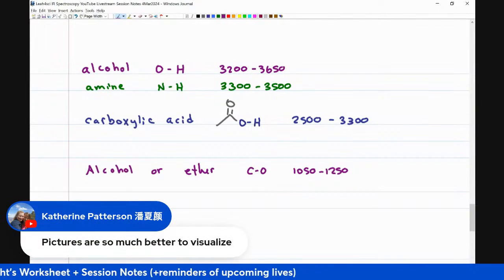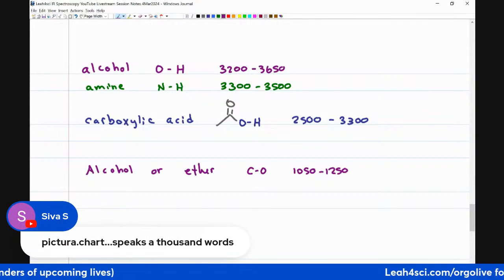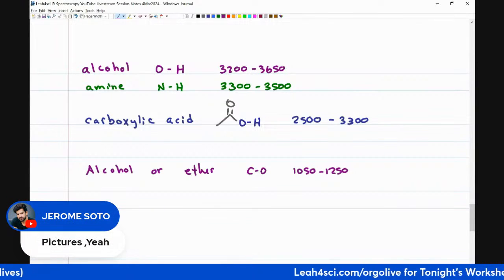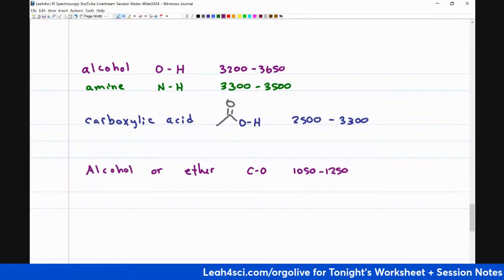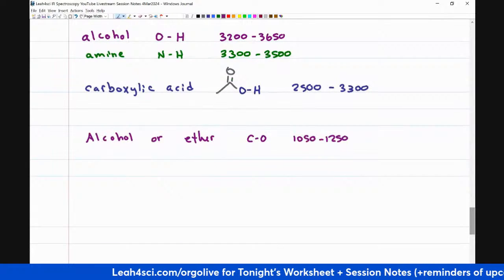As for which one, Catherine, I agree with you. Pictures are so much better to visualize. Siva, yes, they speak 1,000 words. Jerome, absolutely. So let's take a look at a few more.